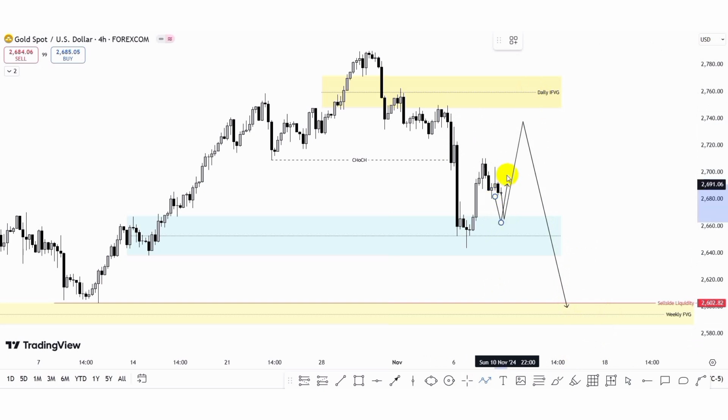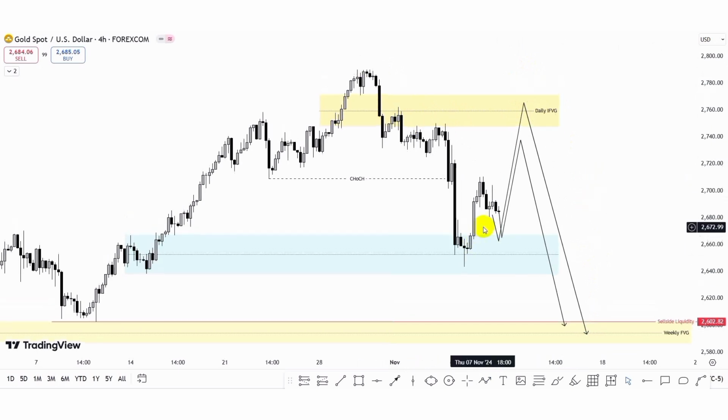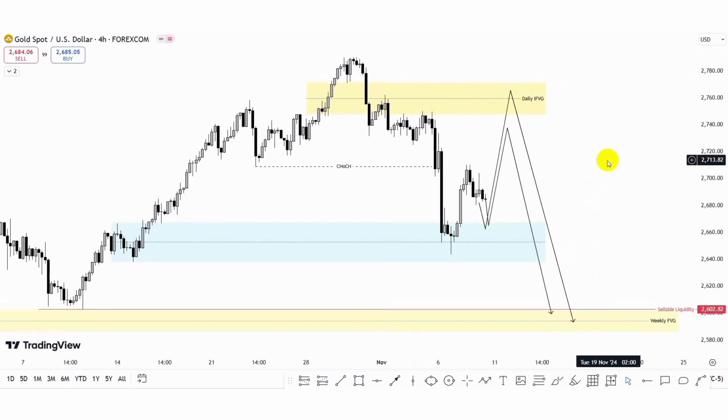We have the push of price into this fair value gap. Price takes out this liquidity, and then we have price fall to the downside, or we could see price take out this high point. So this is what I'm just anticipating to see also in the gold pair.